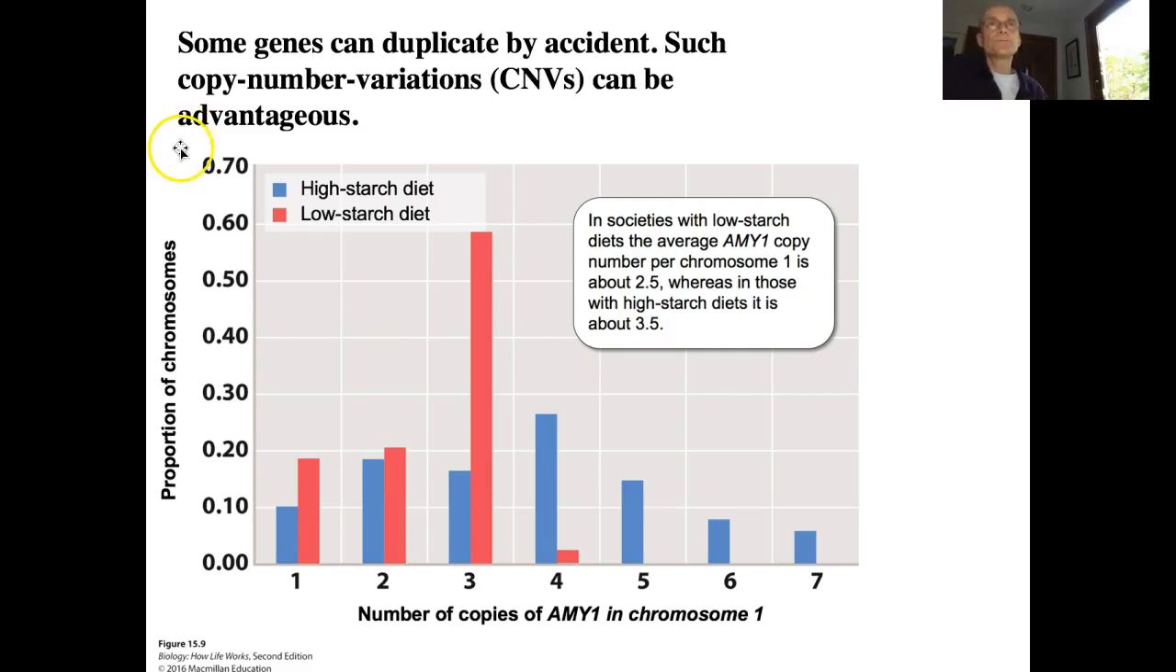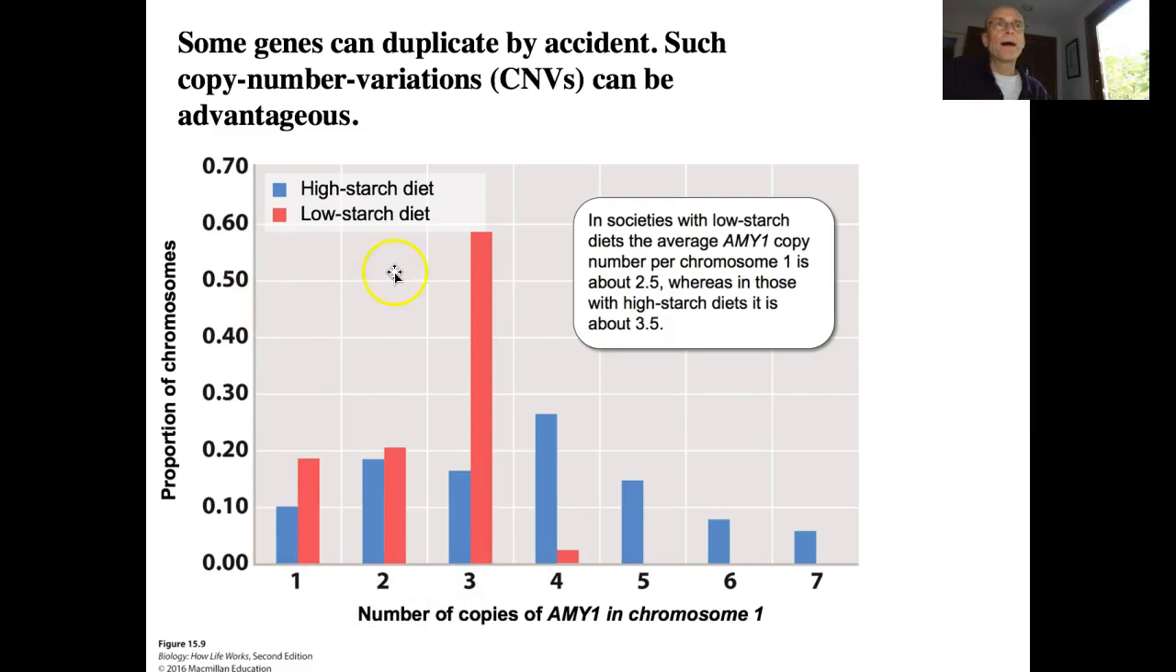Some genes that are duplicated in some populations are amylase genes. Those are starch digesting genes. On this slide you see the proportion of chromosomes, the percentage, if you will, so 0.5 proportion is 50%, with a given number of copies of this particular gene, the amylase starch digesting enzyme, on chromosome 1, and how frequently that happens in populations.